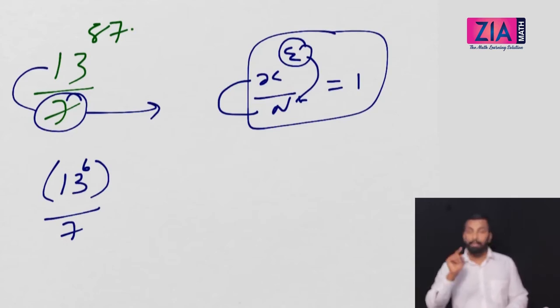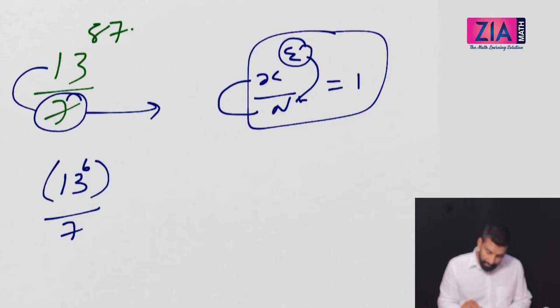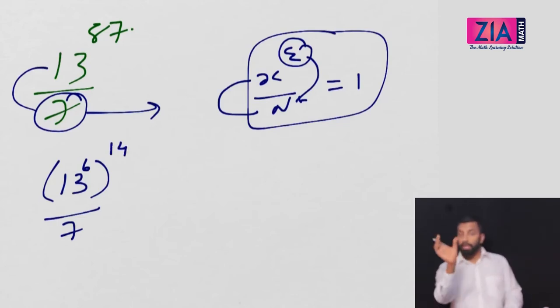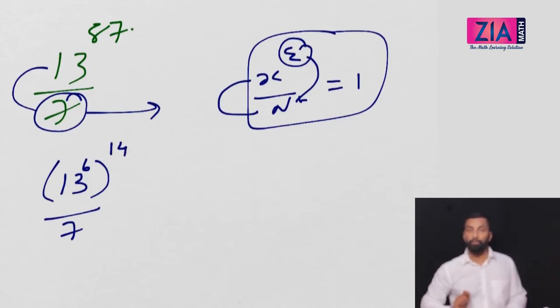If you write it as 13 raised to 6, how many times can you write it like that? Up to 84, right? Up to 84 you can write. That means 14 such groups you can make. That means up to 84 I can cover.